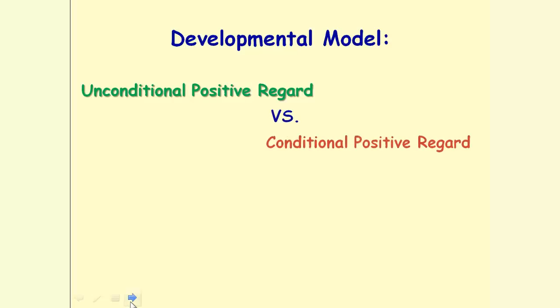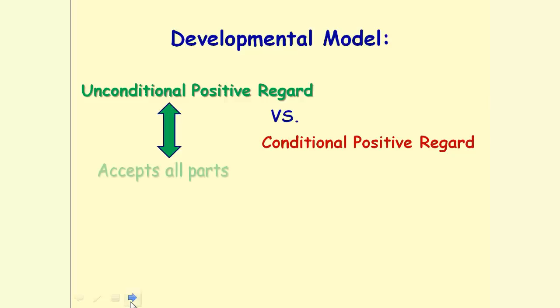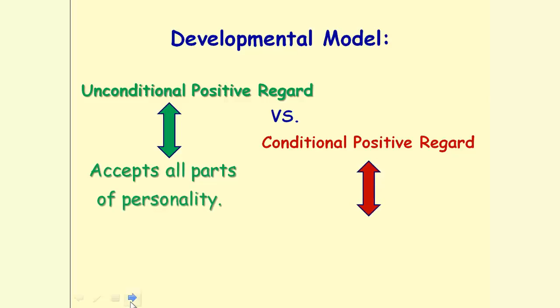According to the humanistic model, personality is derived from the sum of unconditional positive regard we've experienced. Unconditional positive regard means accepting all parts of personality. Unconditional positive regard is contrasted with conditional positive regard, meaning to be alienated from oneself. Here, acceptance is based on conditions. If this and if that, then acceptance might follow.